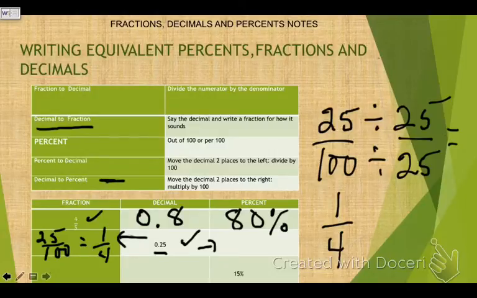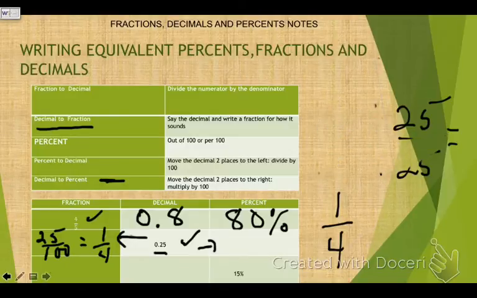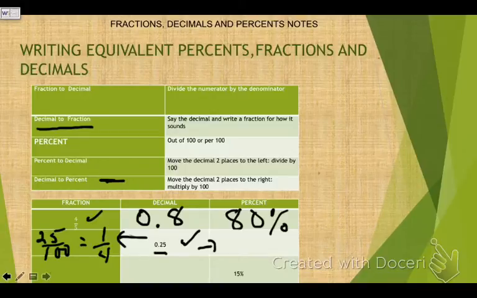Move the decimal two places to the right, or in other words, multiply by 100. So let's erase all this other marking over here so that I can have enough room to explain to you what we're going to do next.